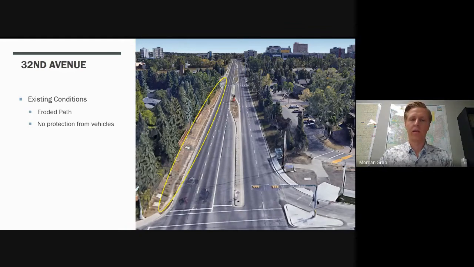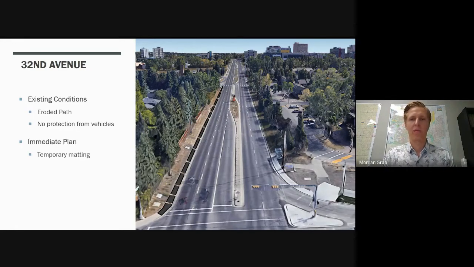This is a regular, bumpy path, uncleared in the winter, and has no protection from adjacent vehicles traveling at 60 kilometers per hour. So we suggest that the immediate action for this pathway is to lay down temporary matting to instantly improve the walking conditions for relatively cheap cost.